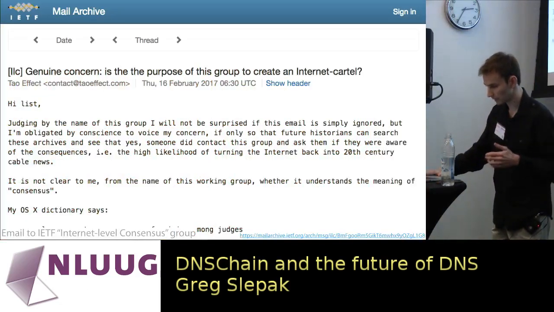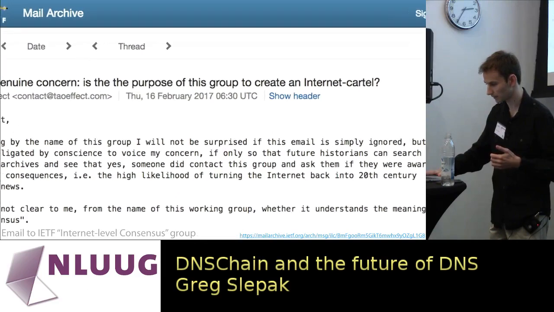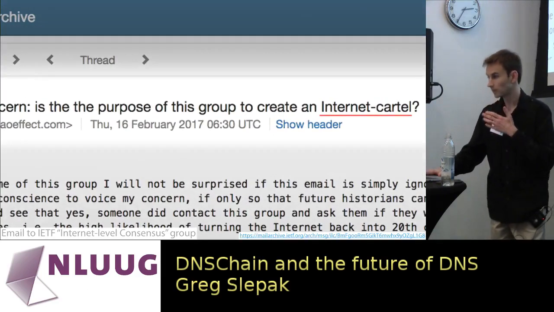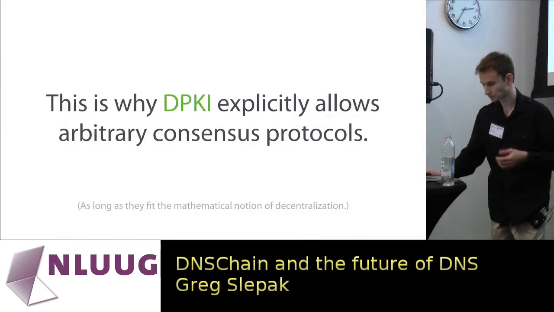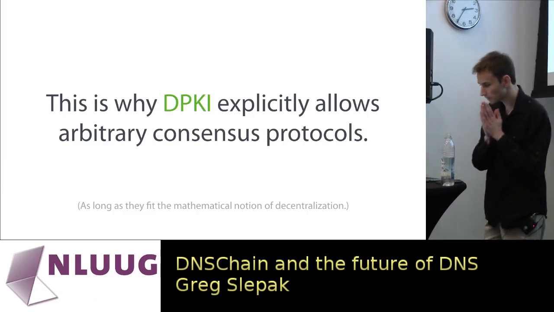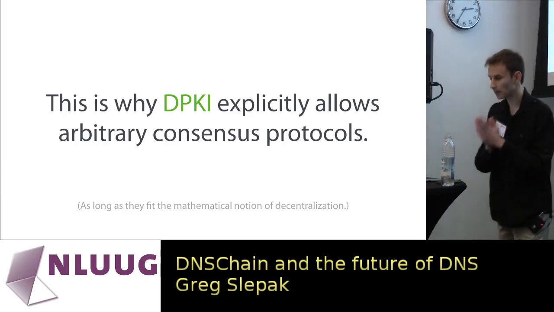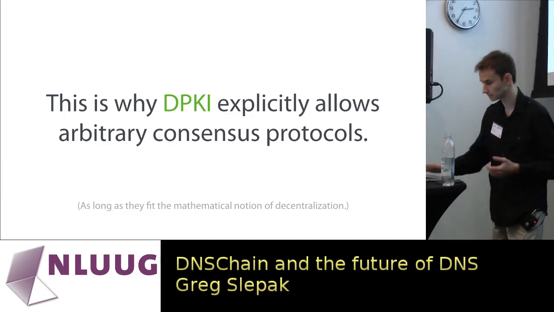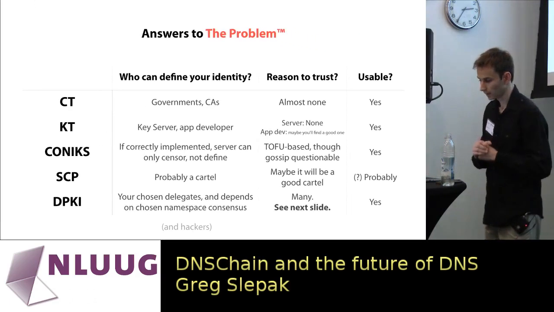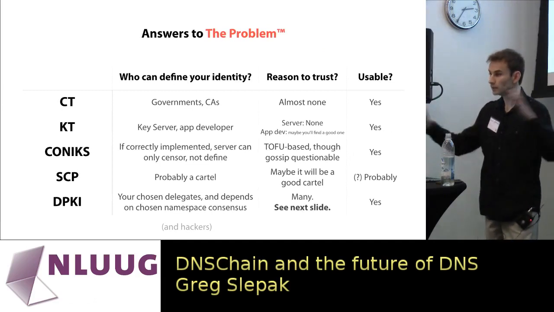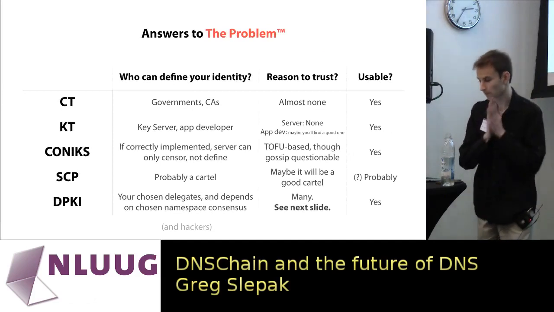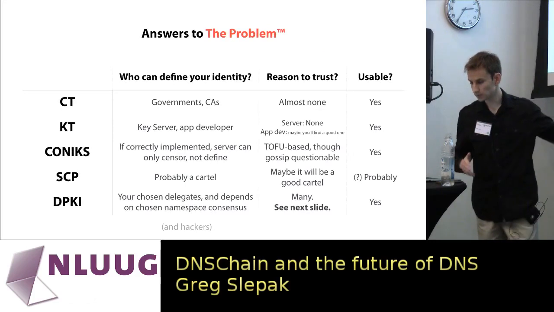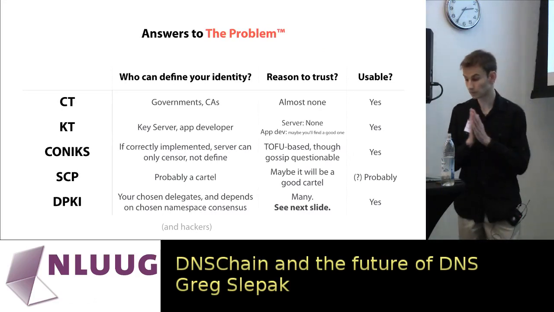This is an email that I actually sent to the list. A genuine concern: is the purpose of this group to create an internet cartel? That email received no replies. So this is why DPKI explicitly allows arbitrary consensus protocols. It has to. It has no choice in the matter. So even if you want to make your own DPKI thing, you still have to do this. So let's look at the answers to the new solutions to the problem.